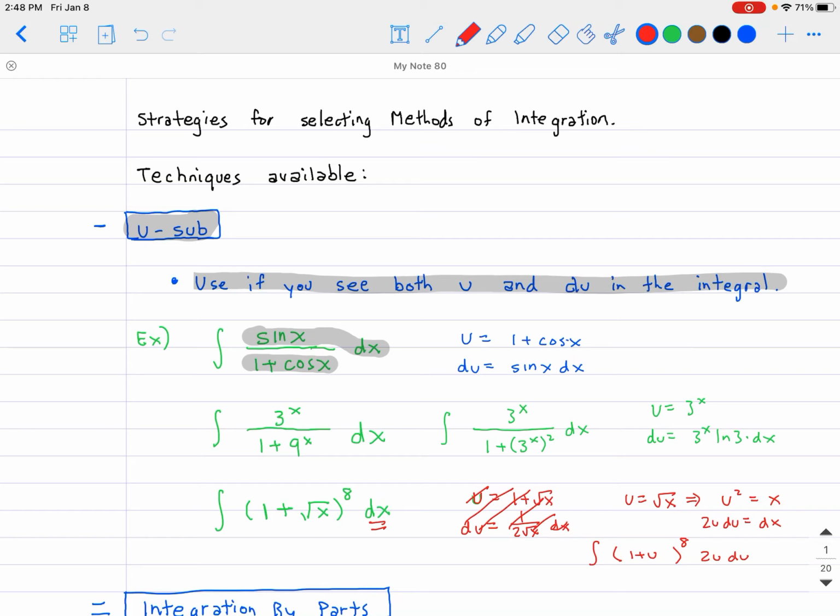Now, this is where I'm thinking to myself, okay, maybe I should have let u equal 1 plus the square root of x. It's still going to have the same effect, and you can probably solve it this way, and that might be a little bit easier to deal with. Okay, but those are the examples of u substitution.